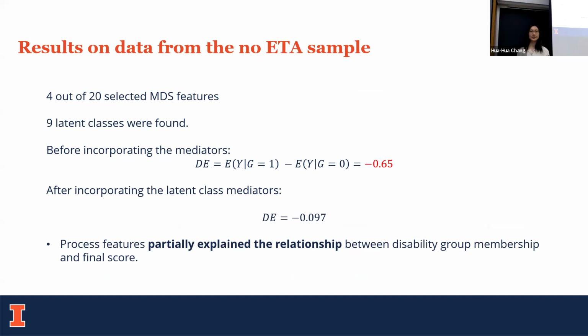Out of the 20 features, we selected a total of 4 of the MDS features, and 9 latent classes were found based on the 4 selected features. Let's recall that before incorporating the mediators, the direct effect is negative 0.65. However, after incorporating the latent class mediators, the magnitude of the direct effect reduced to something that is still negative, but about negative 0.1. What this indicates is that process features partially explained the relationship between disability group membership and the final score. Didn't completely explain that.